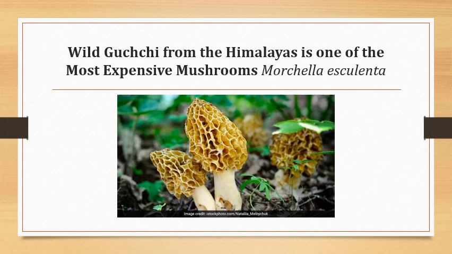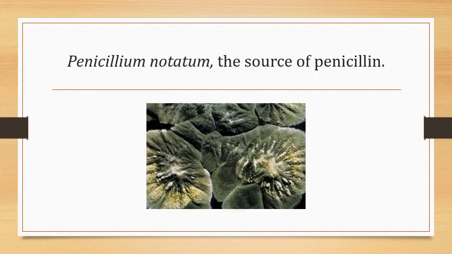This is a gucchi, the local name in Jammu and Kashmir of this mushroom, known as Morchella esculenta. This is used as food, and this is a very expensive food in the world. Its rate is rupees 10,000 to 50,000 per kg. And this is Penicillium notatum, from which penicillins have been extracted.